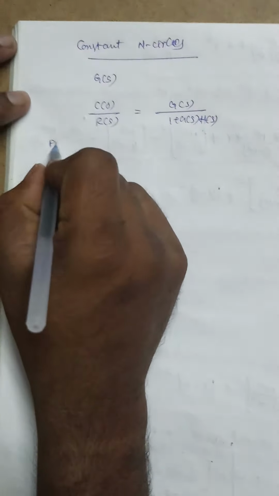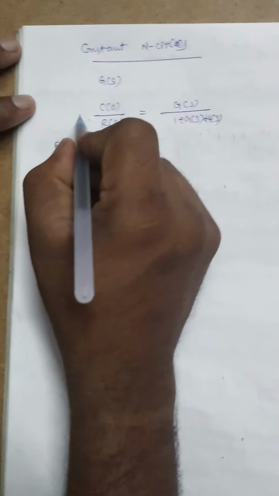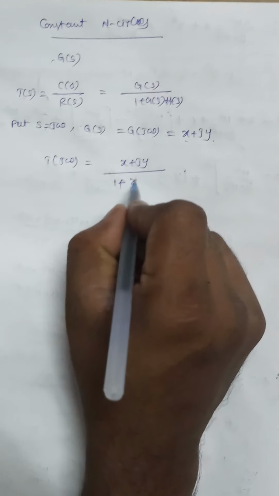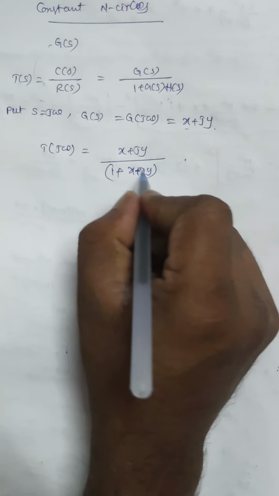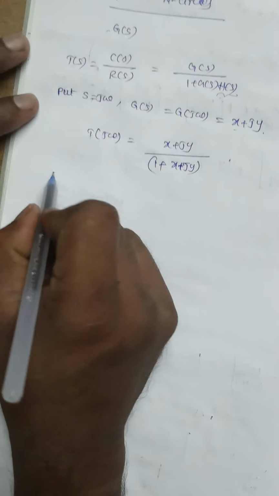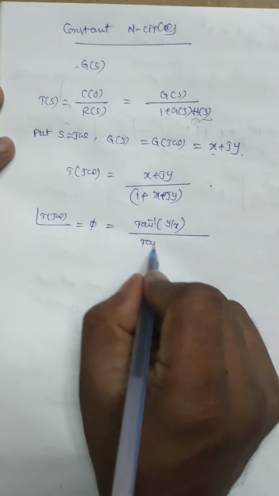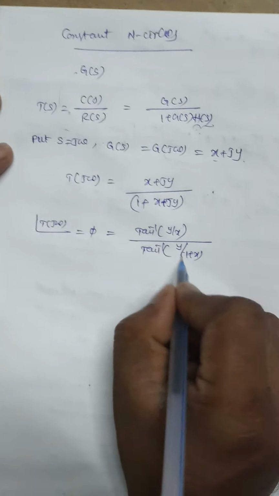If I substitute here, put s is equal to j omega, and this will become G of j omega, which is a complex function x plus jy, and it is the closed loop system transfer function T of s. Put s is equal to j omega, T of j omega is equal to x plus jy divided by 1 plus x plus jy here, since it is unity feedback. Angle of T of j omega is equal to phi, that is equal to tan inverse of y by x minus tan inverse of y divided by 1 plus x here.